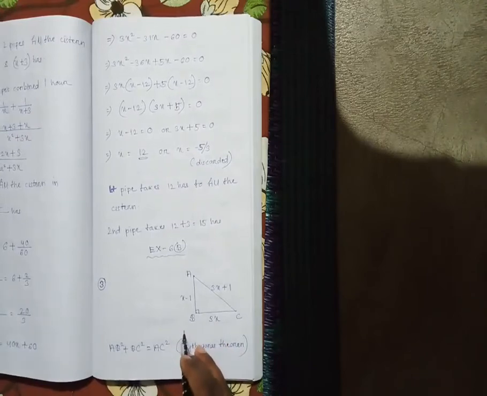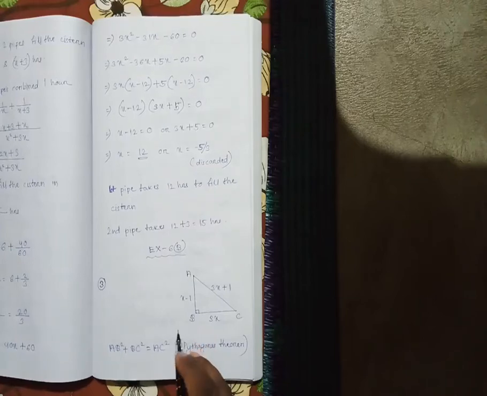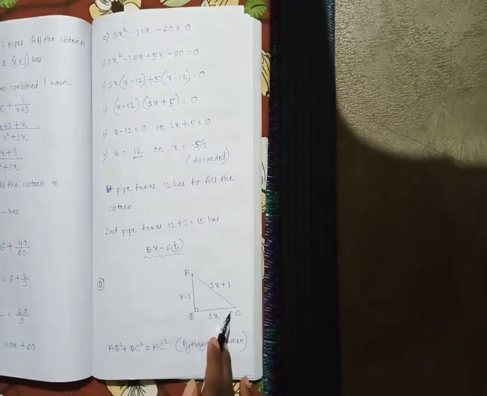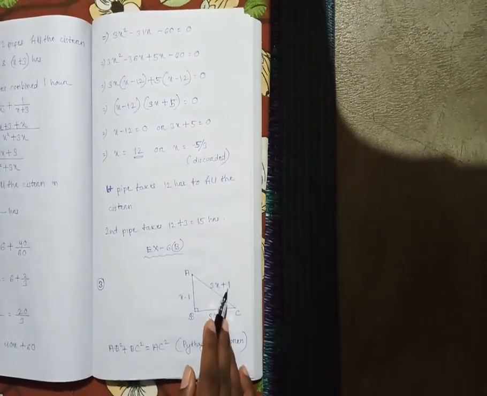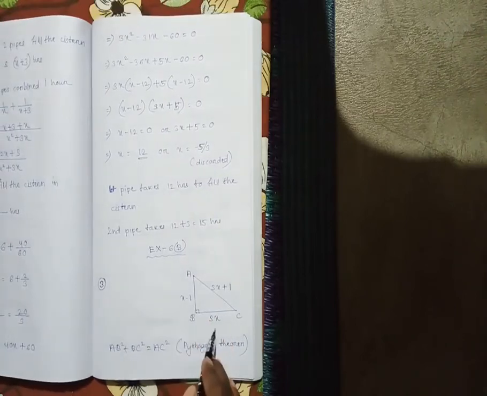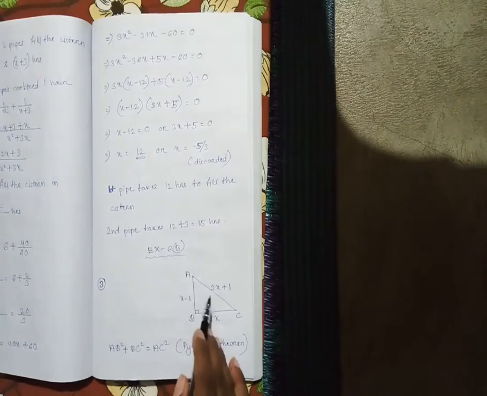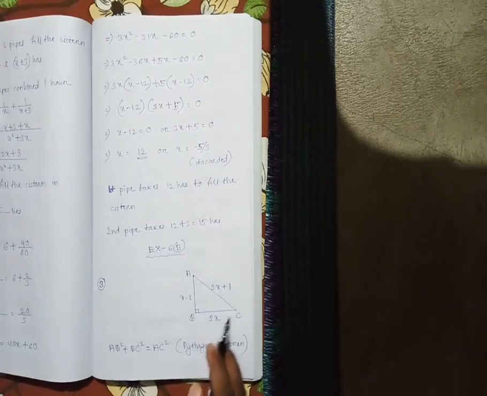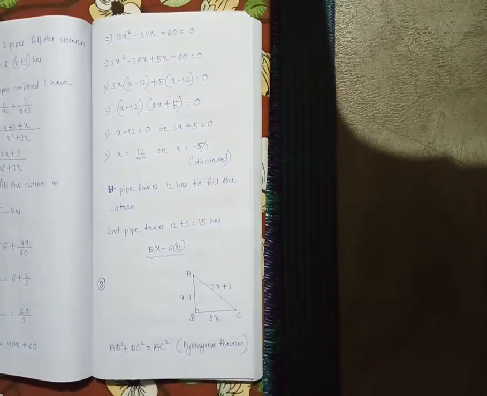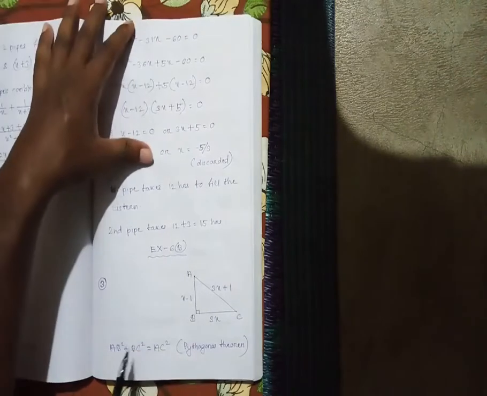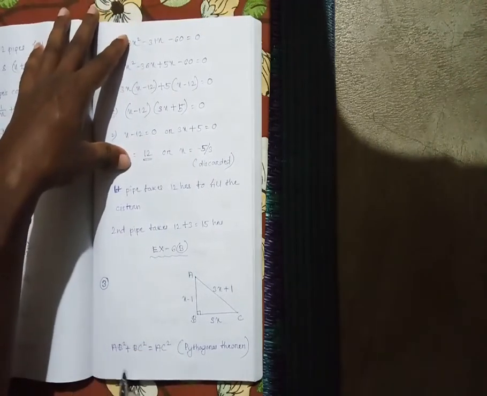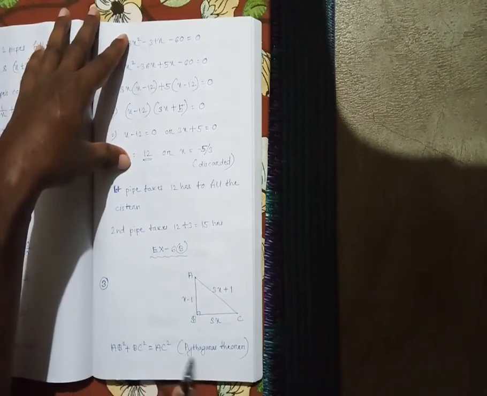Obviously 3x plus 1 is the greatest side, and we know that in a right triangle the hypotenuse is the greatest side. So AC is the hypotenuse, it is equal to 3x plus 1. The remaining two sides are x minus 1 and 3x. These two you can take in any order, but hypotenuse has to be 3x plus 1 because it is greatest. Now using Pythagoras theorem, which we have studied in class 9, in this triangle AB square plus BC square is equal to AC square.